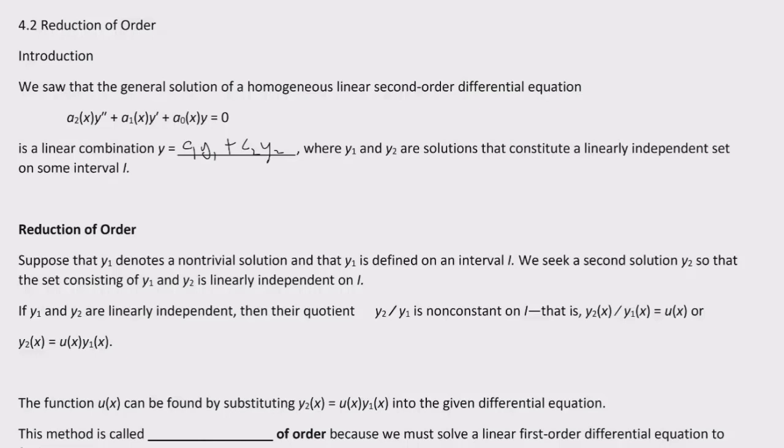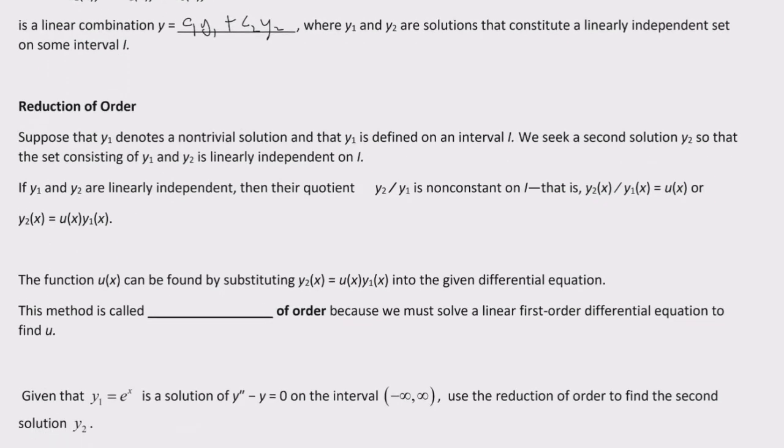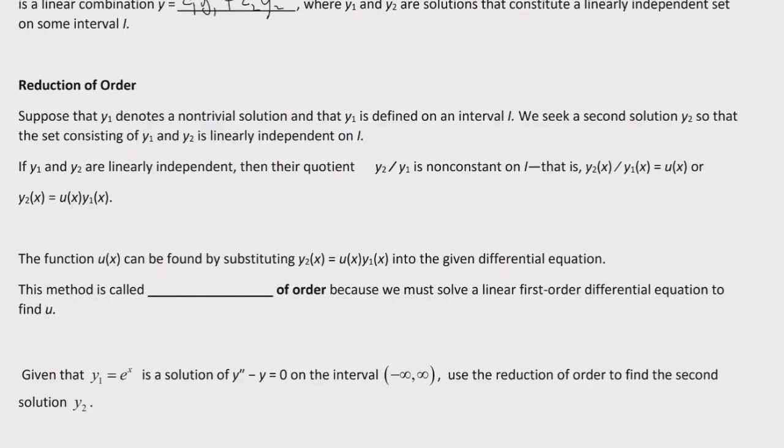Last section we had a conversation about whether there could be two solutions, one solution, or no solution. So this time we're going forward with how do we find both solutions from a given set of information. Okay, so reduction of order. This is a new technique for us. Suppose y1 denotes a non-trivial solution defined on some interval. We would like a second solution so that we can create that linearly independent set on the given interval.